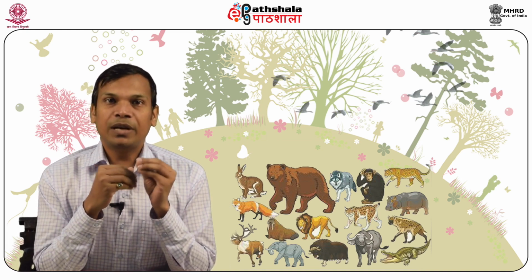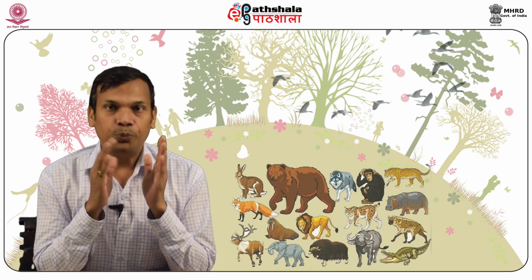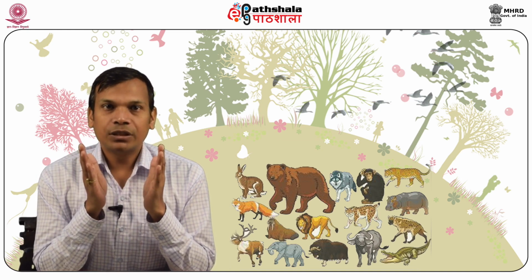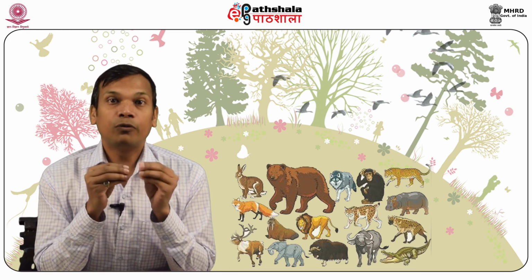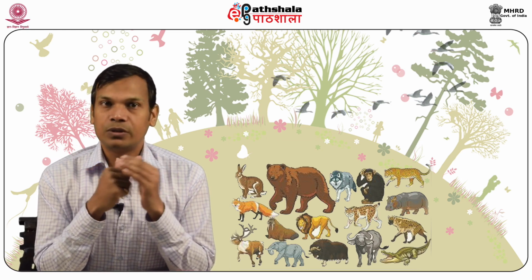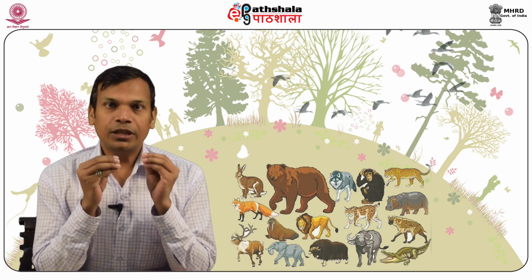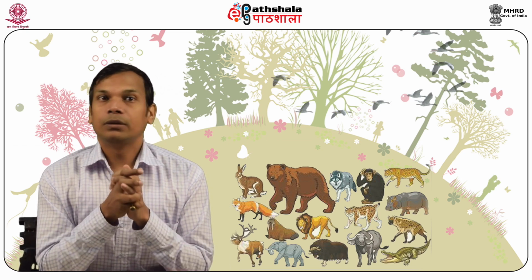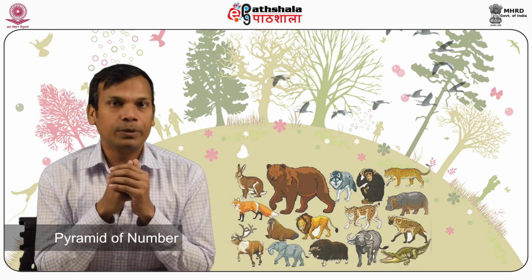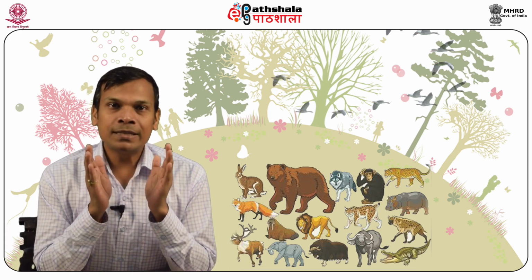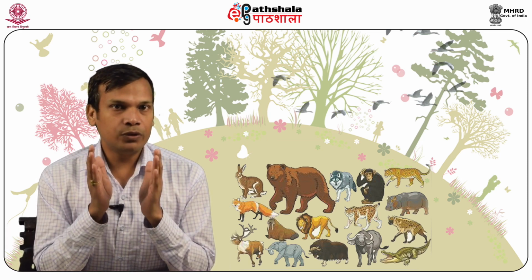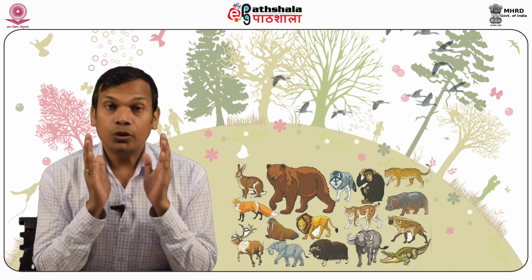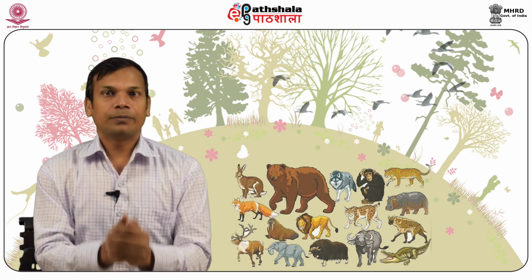The ecological pyramids represent both the trophic structure as well as the trophic function of the ecosystem. The ecological pyramids can be divided into three types. The first is the pyramid of number. It represents the total number of individuals at different trophic levels in the food chain.